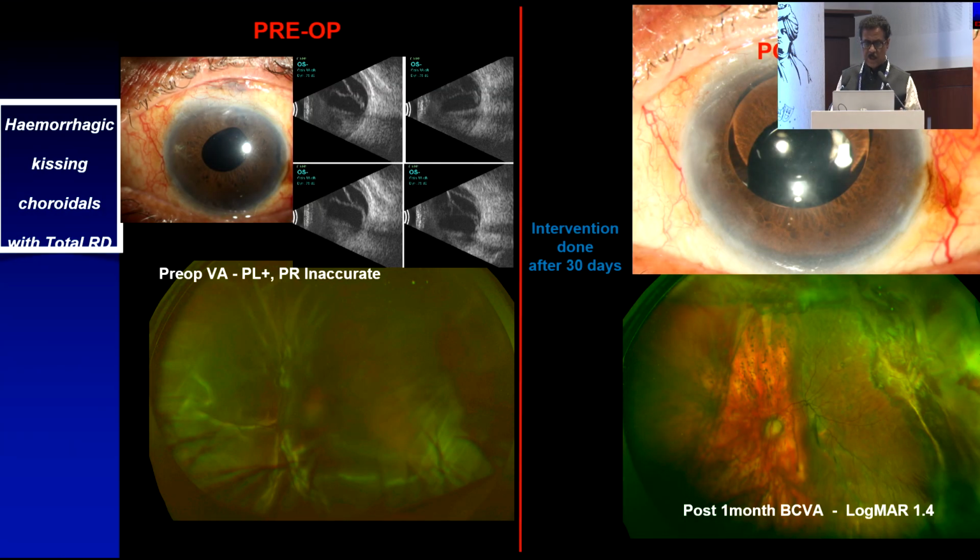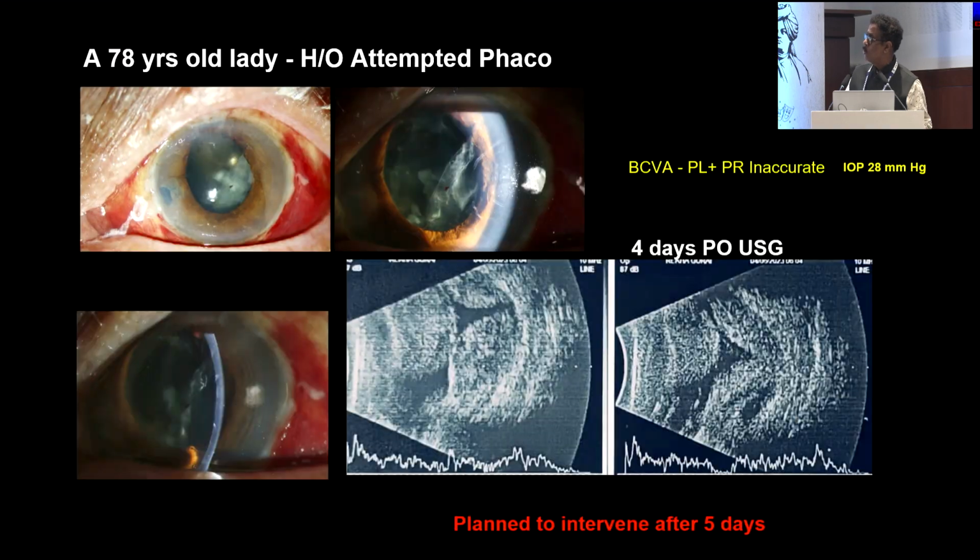After the surgery, you can see there is absolutely no suprachoroidal elevation, and postoperatively you can see the retina is attached nicely, although the vision improvement is not that great.